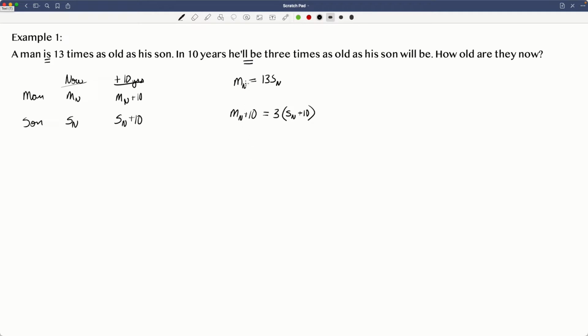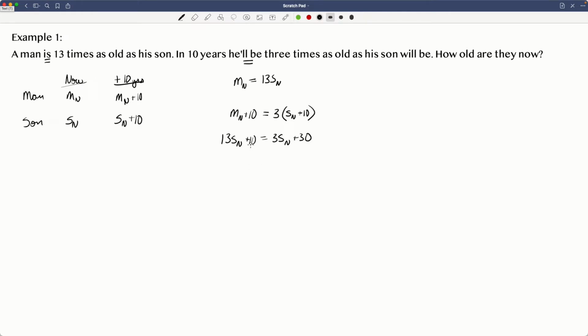So now that we have our two equations created, we can actually use the first one as a substitution value into the second one. So we'll say 13 times the son's age now plus 10. Let's go ahead and do our distribution. 3 times the son now plus 30.